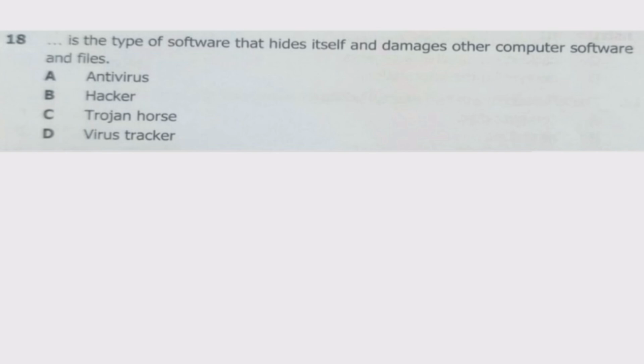Question 18. Dash is the type of software that hides itself and damages other computer software and files. A, Antivirus. B, Hacker. C, Trojan horse. D, Virus tracker. So the correct answer is C. Trojan horse is the type of software that hides itself and damages other computer software and files.